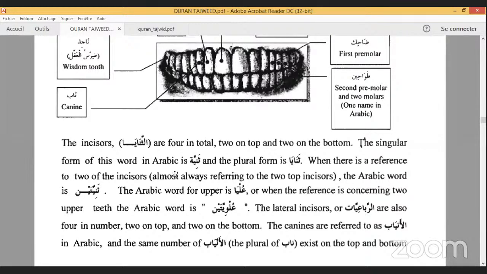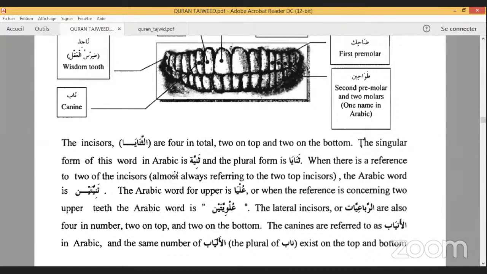Okay, the Arabic word ثنيتين is ثنيتين, ثنية 2, ثنيتين plural ثنايا. The Arabic word for upper is عليا, upper, ثنيتين عليا. Or when the reference is concerning upper teeth, the Arabic word is علويتين.